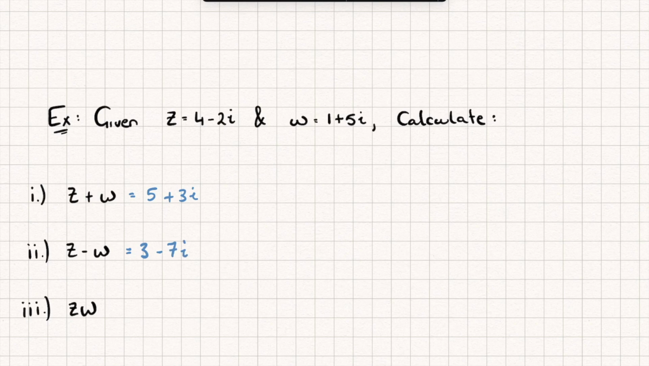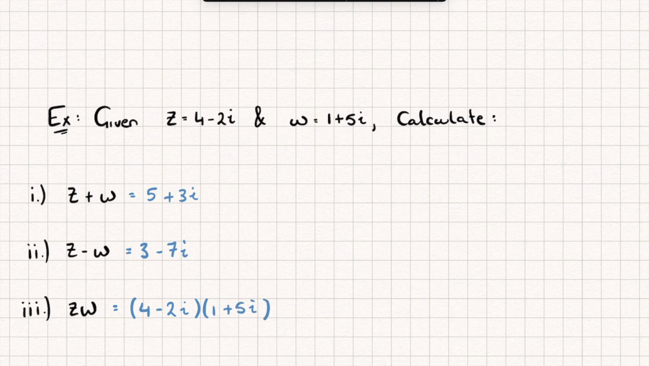When it comes to multiplication, okay, it's slightly different. We don't just multiply the real parts then the imaginary parts. It's like when we expand brackets almost. We have to multiply each part by every other part. And the best way to do this is to write double brackets. So we've got 4 minus 2i multiplied by 1 plus 5i.